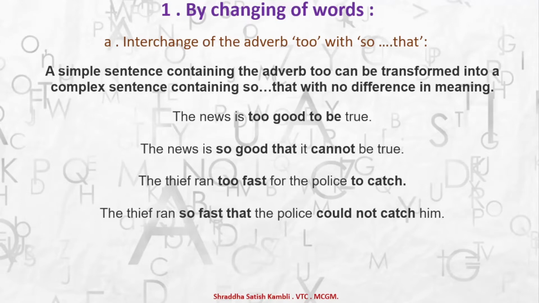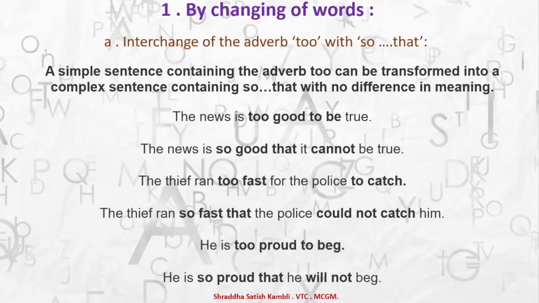So, where I'm changing certain things, just pay attention. "Too good to be true" became "so good that it cannot be true." There is a negativity which I have introduced in the answer. "Too fast to catch," "so fast that could not catch." So, see how the sentence is transforming, how the sentence is changing. At the same time, am I changing the meaning? No. Okay, then, he is too proud to beg. He is so proud that he will not beg. Okay, so pay attention to how the word has changed and how the sentence has then transformed.